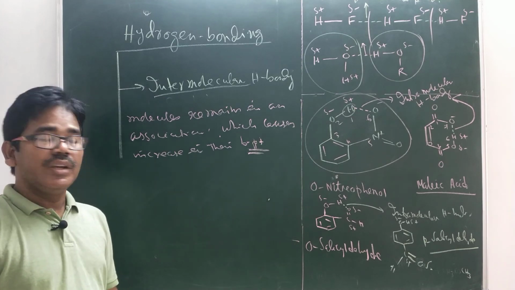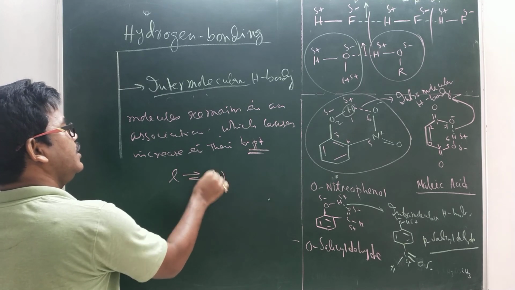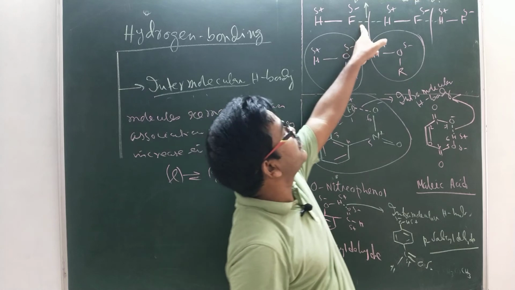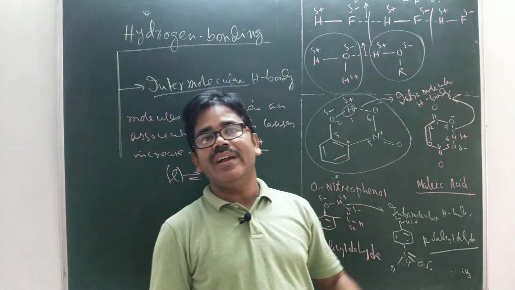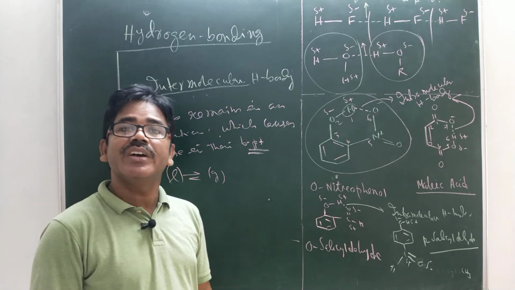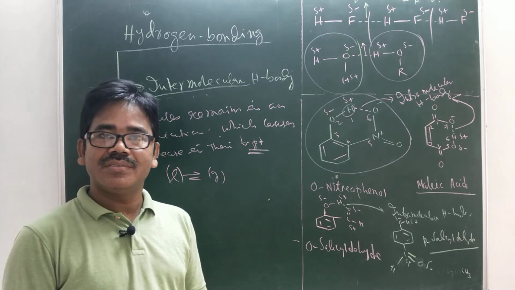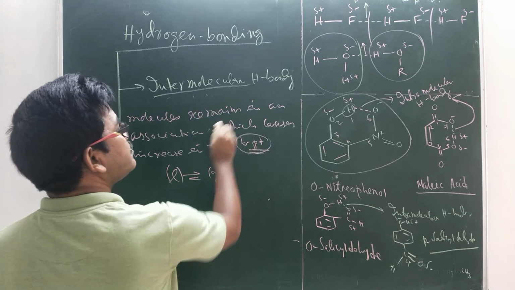Could you follow why? Boiling means liquid converts to vapors. But before converting to vapors, first of all, we should break this extra bond, extra attraction. To break the extra attraction, some amount of energy will be required, which causes an increase in boiling point. Clear? Increase in boiling point.